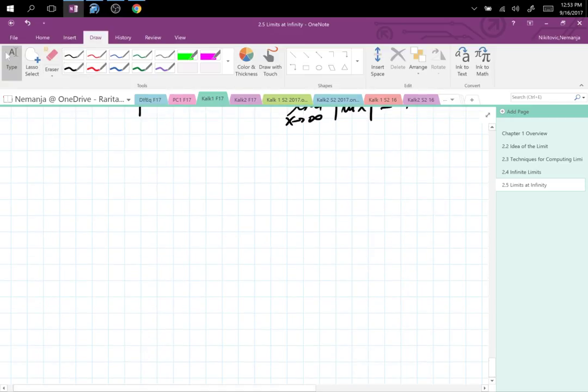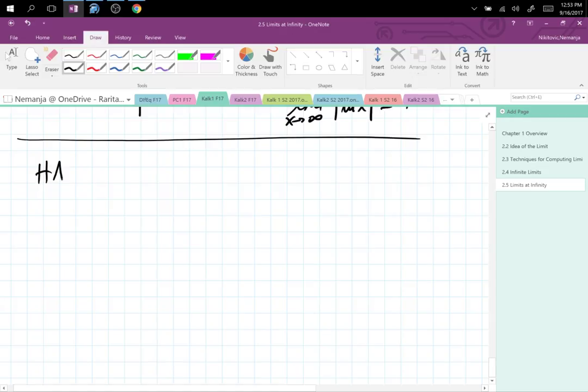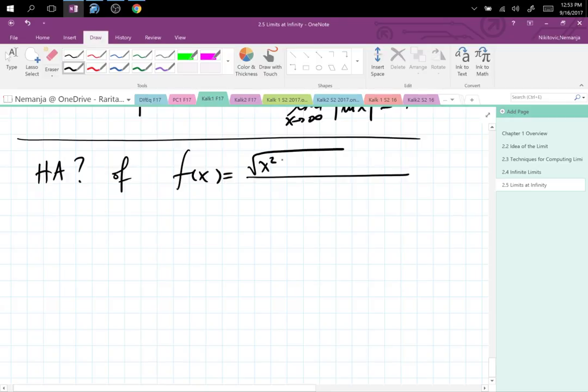All right, let's see what you guys are not going to like. Find the horizontal asymptote of f of x equals, lock the doors, the square root of x squared plus 2x plus 6, minus 3 outside of the root, divided by x minus 1.